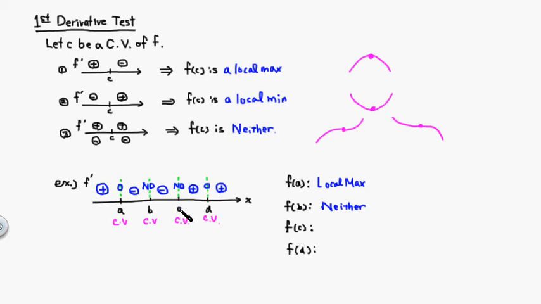How about C? Around C, it goes from negative to positive, so negative, positive, it's a local minimum. How about D? There's no sign change, positive to positive, so this guy is neither. So by having a sign chart for the first derivative, we can use the first derivative test to determine if at the critical value we have a local max or local min or neither.